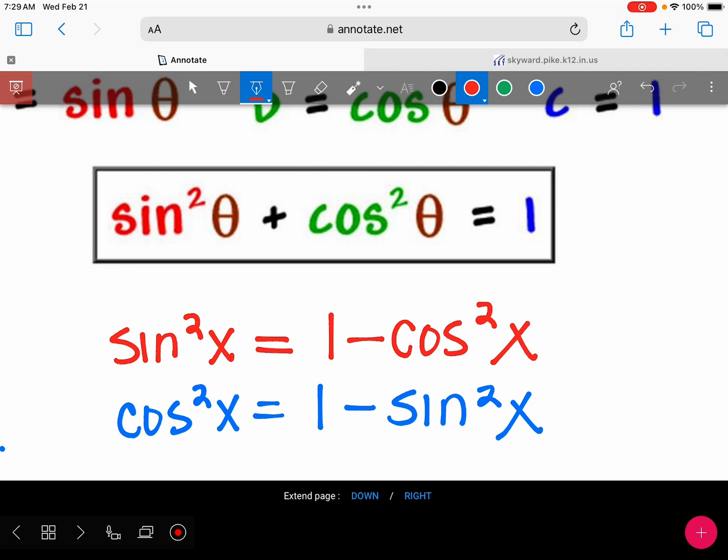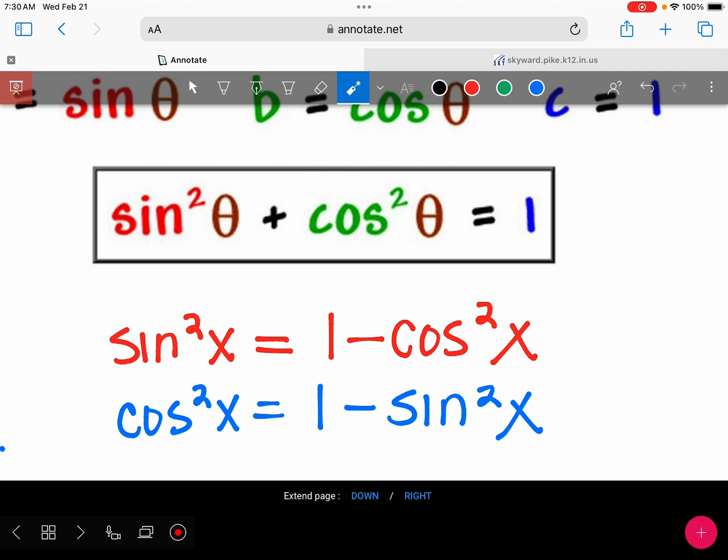How did I get these 2 variations? What did I do? How did I go from this one to this one? What did I have to do with this one? Subtract cosine. And for the second one, I would subtract sine. So all 3 of these are the same theorem, just rearranged. That's really important to know and to understand, because we're going to work with this a lot after the quiz on Friday when we finish out our unit circle journey. This is a really important theorem that we use coming up.